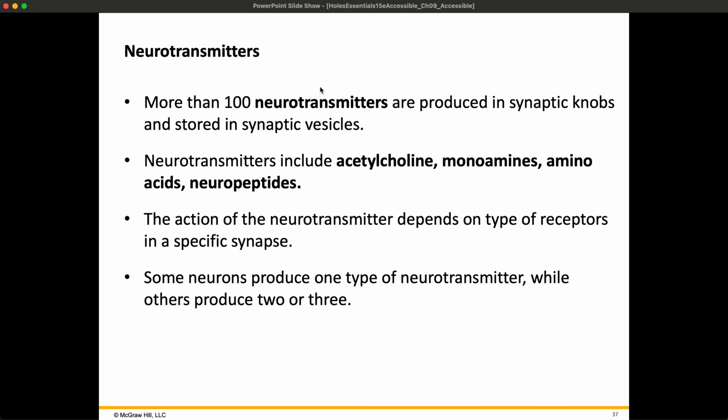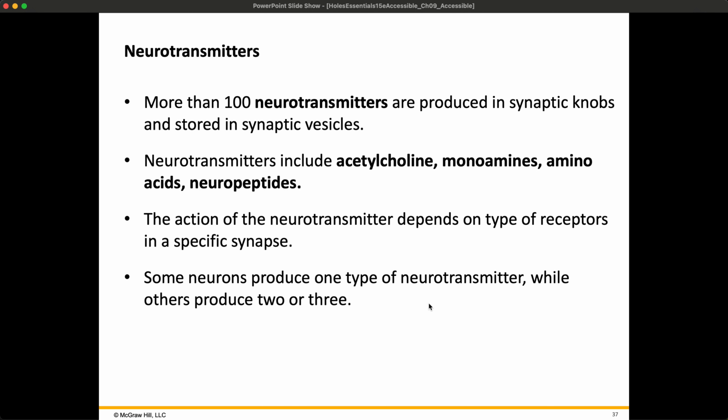So neurotransmitters: there are more than 100 neurotransmitters produced in synaptic knobs and stored in vesicles, things like acetylcholine, monoamines, amino acids, neuropeptides, estrogen and adrenaline and dopamine, serotonin. All of those are neurotransmitters. The action of the neurotransmitter, though, depends on the type of receptor. So you can have something like acetylcholine that will be excitatory in one neuron or inhibitory based on the kind of receptor that it has for that neurotransmitter.